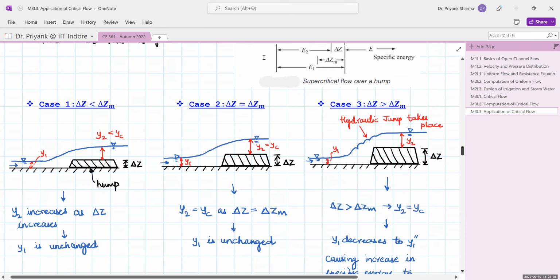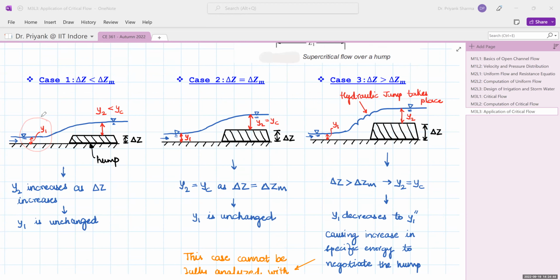So the first case, this is your supercritical flow. So that is why the depth is less, and this is the hump. So your depth y2 is less than the critical depth. So y2 would increase as your delta z increases, y1 remains unchanged. In case 2, where delta z is equal to delta zm, your y2 becomes critical, and that delta zm is the maximum height of the hump which can be provided without changing the upstream conditions. Again your y1 remains unchanged.